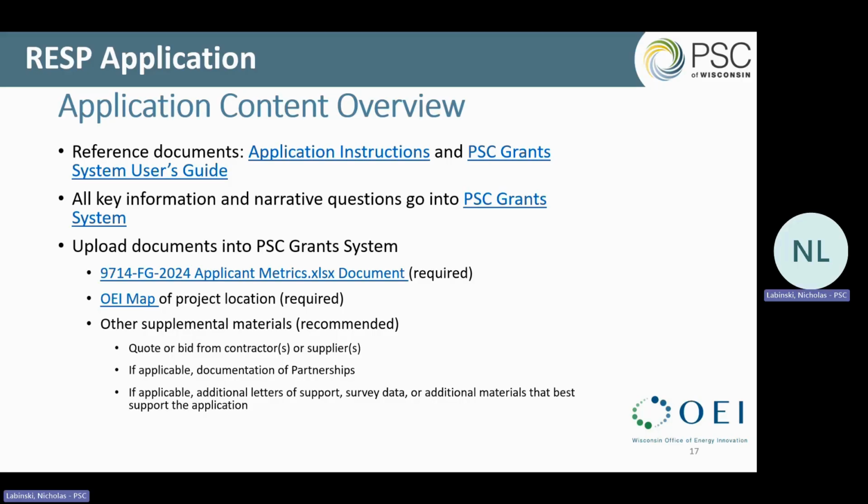All key information and narrative questions go into the PSC grant system where you will answer the questions and provide the information necessary for your application. It's important to note that there are also some required documents to be uploaded into the PSC grant system. The first is the 9714-FG-2024 Application Metrics Excel document. This document is linked right here to the page where it will open up an Excel document for you. This is a required document that will be discussed later on in a different video.